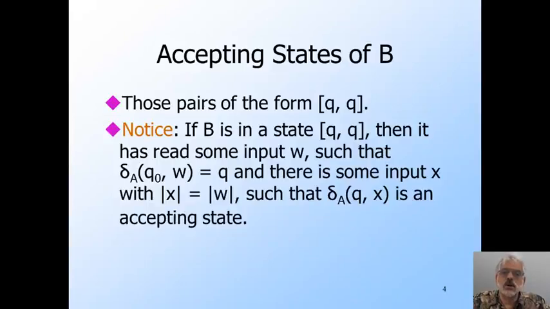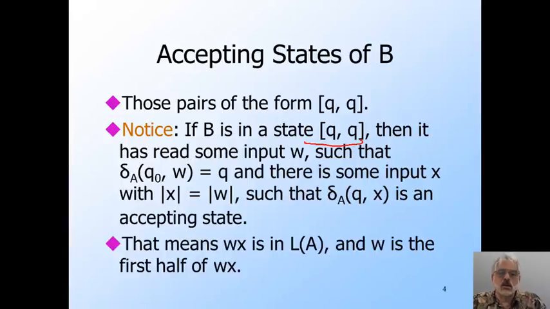The reason this choice makes sense is that if B is in a state, say QQ, then B has read some input W that takes the DFA A from its start state to state Q, and there's also some input X of the same length as W that takes A from the state Q to an accepting state. Thus, if B is in state QQ after reading W, that means there is some WX in L where W and X are of the same length. That in turn means that W is in half of L.